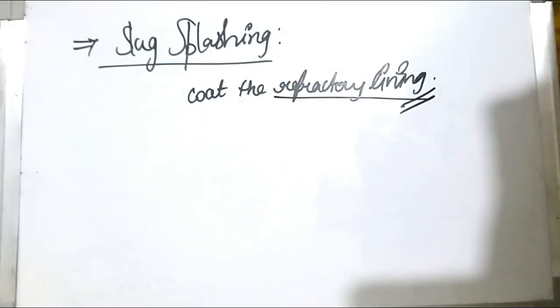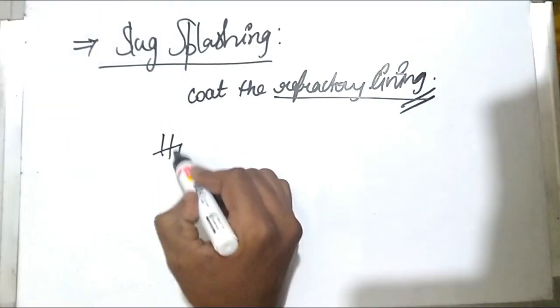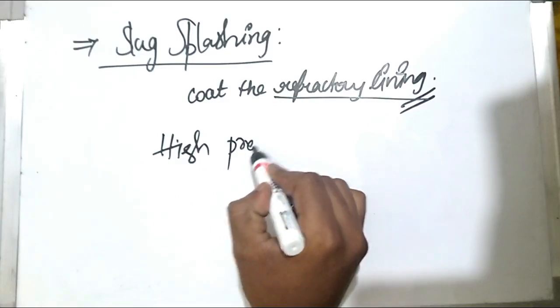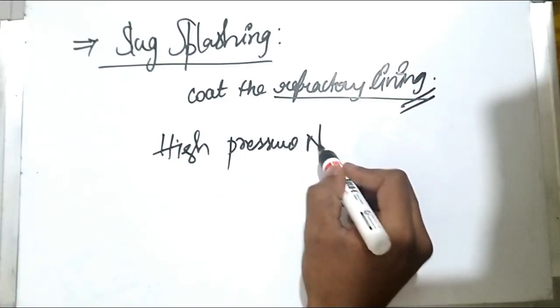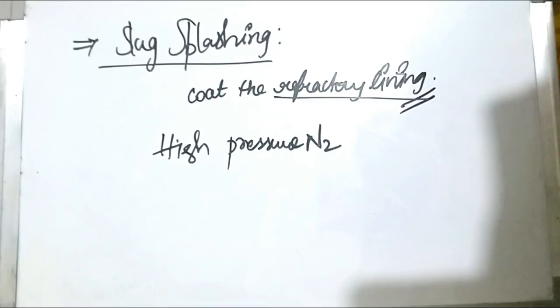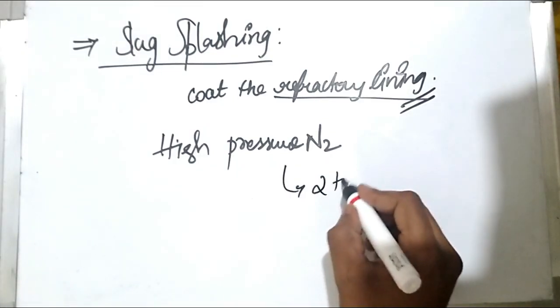Okay, so at the end of BOF, what happens? The steel is drained out of this converter, and the slag is retained in it. And with the help of high pressure nitrogen, we'll be just putting the high pressure nitrogen in the lance, and because of the high pressure, this slag will be spilling onto the walls of the refractory layer. Okay, so splashing this molten slag onto the walls for a period of about 2 to 4 minutes is done.